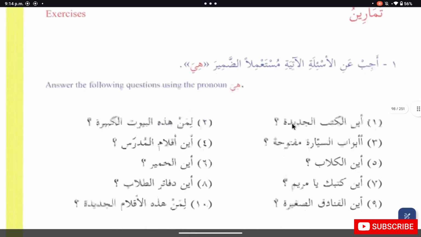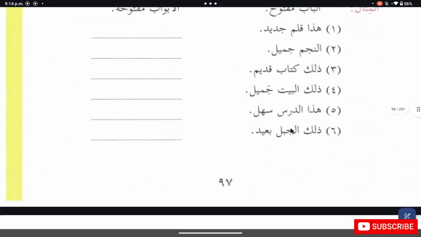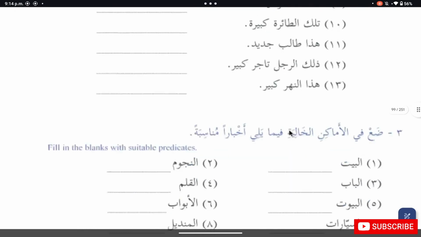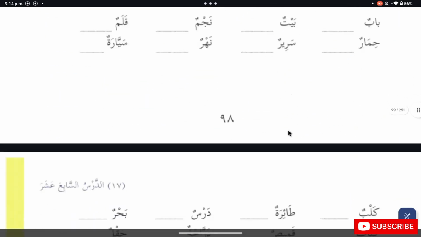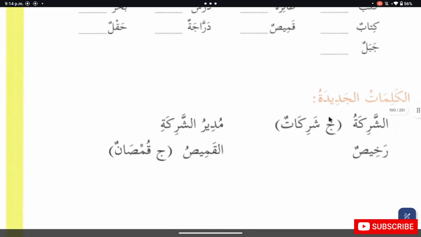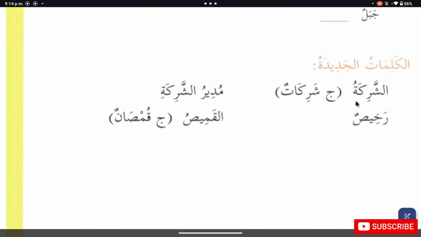Some more practice here. Here are the new words. Sharika, or you could say shirka. Plural is sharikat. مدير الشركة, the director or the manager of the company. القميص, shirt. قمصان is the plural of قميص.